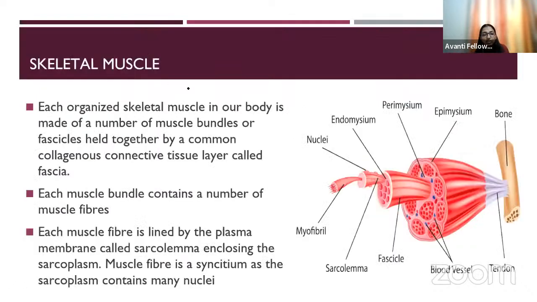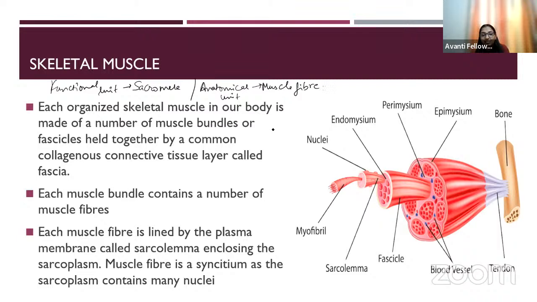Moving next is the structure of the skeletal muscle. Skeletal muscles, please remember this, that the functional unit of skeletal muscle is sarcomere. And their anatomical unit is muscle fiber. They are important points. Please remember this.